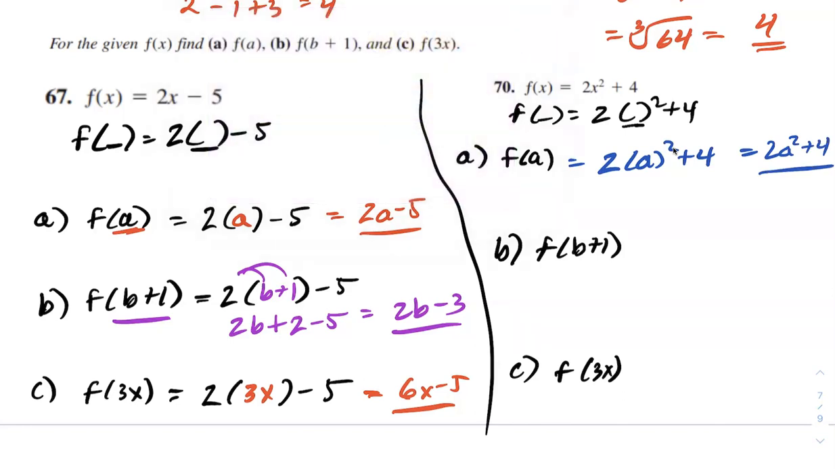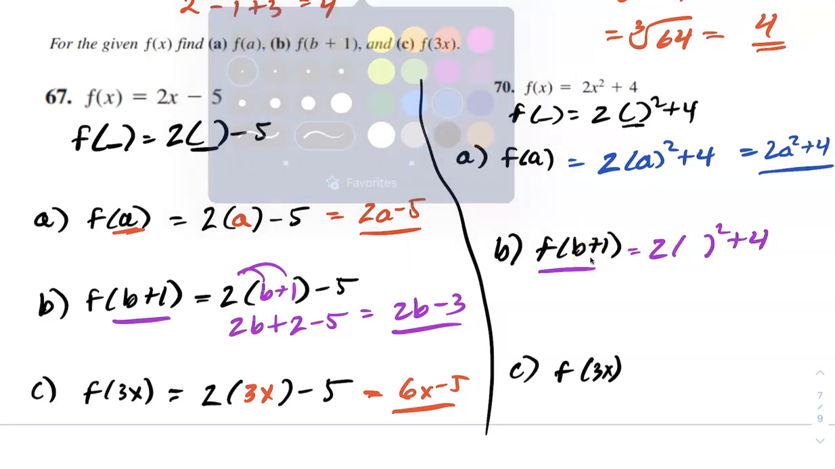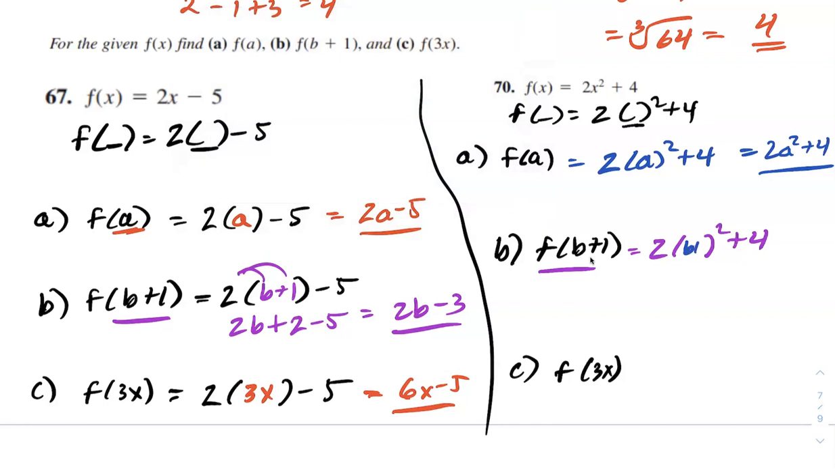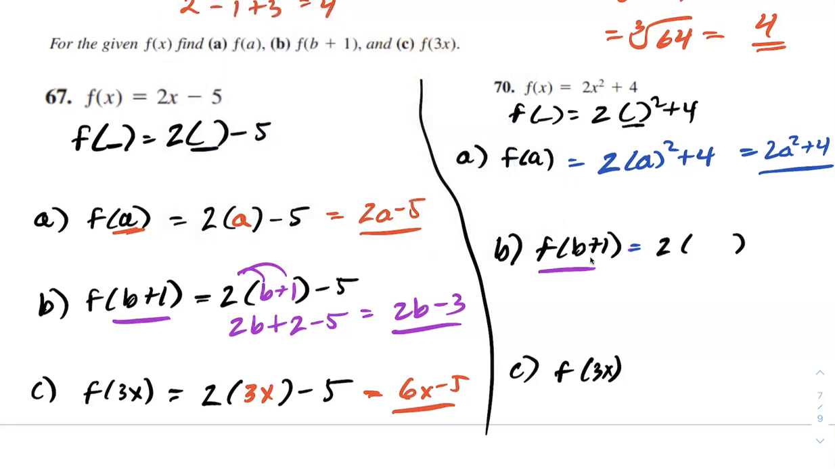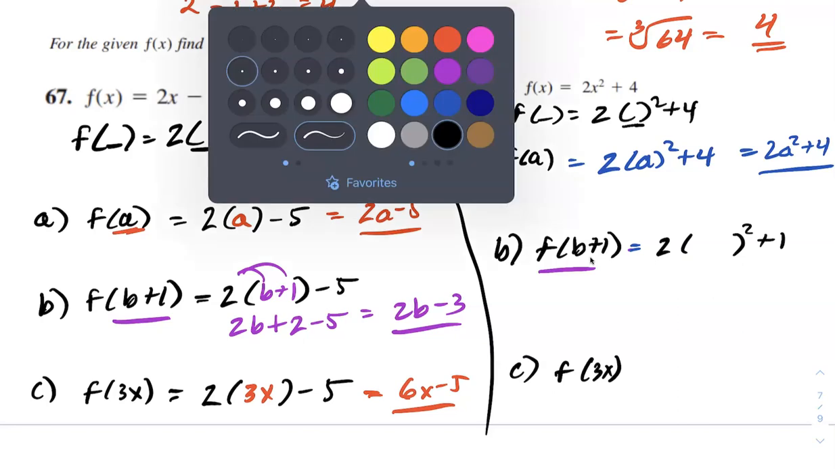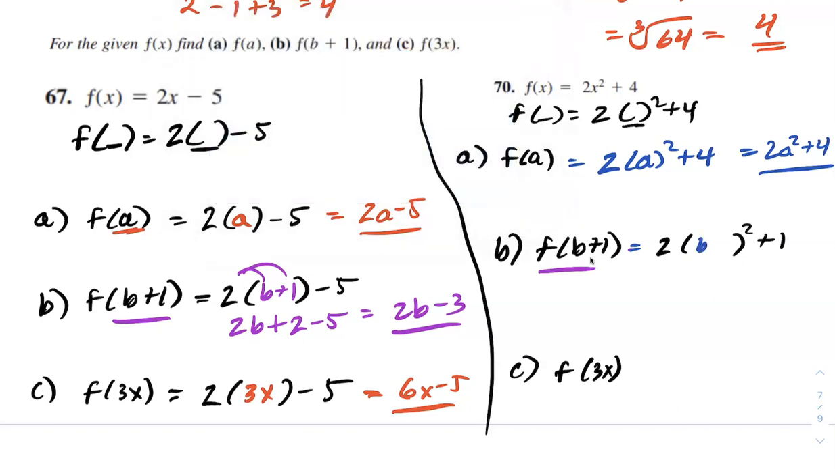The next one, right, it's 2 times something squared plus 1. My something in this case is b plus 1. Now this one kind of sucks. Actually, let me erase it. I'm going to give myself more room to write it. So, 2 times something squared plus 1. And we're plugging in b plus 1.